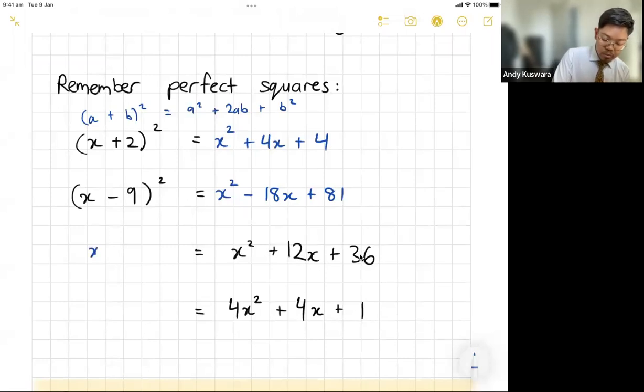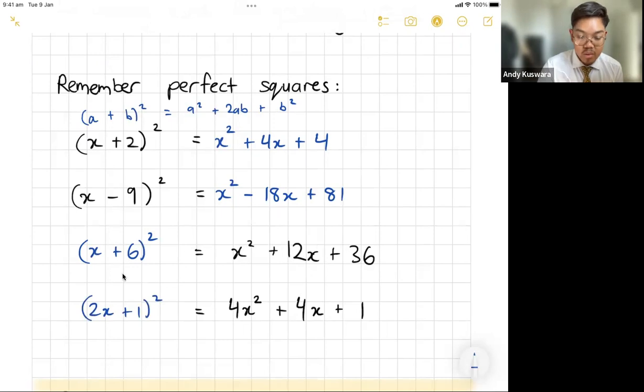I can see this one would be (x + 6) squared, because 6 times 6 gives me 36, and then 2 times 6 times x gives me 12x. And this one here, I can see is going to be (2x + 1) all squared, because I can see that 2x times 2x, or (2x) squared, gives you your 4x squared. Your 1 times 1 gives you your 1 squared. And then 2 times 2x times 1 gives you that middle term, 4x. Okay, so that's just how perfect squares look and how they work.